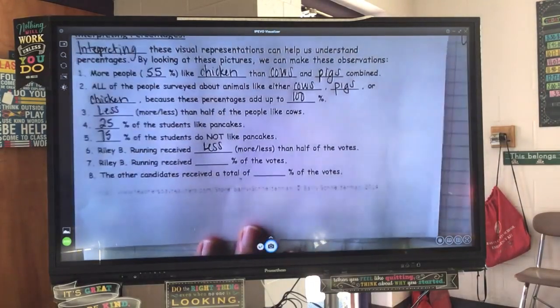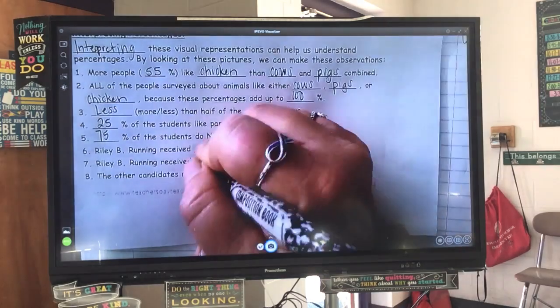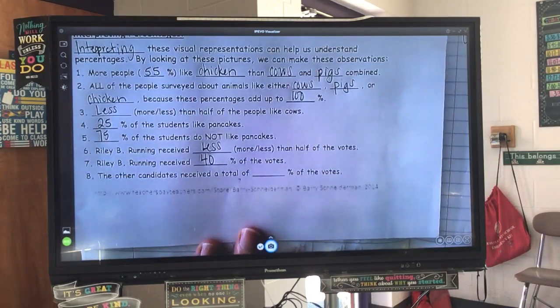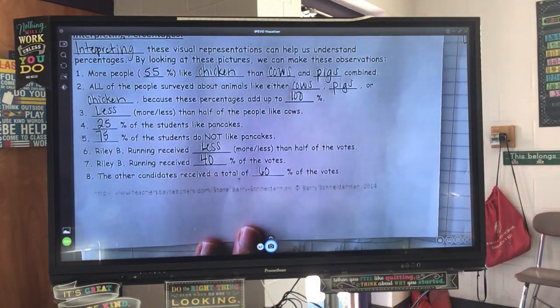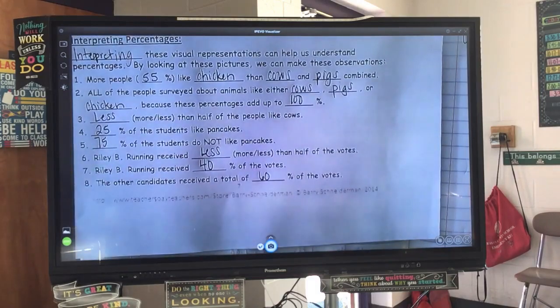Alright, Riley B received blank percent of the votes. 40%. And then the other candidates received a total of blank percent of the votes. Mila? How do you know? So 100 minus 40 is 60. Perfect. Alright, so these are your notes for today.